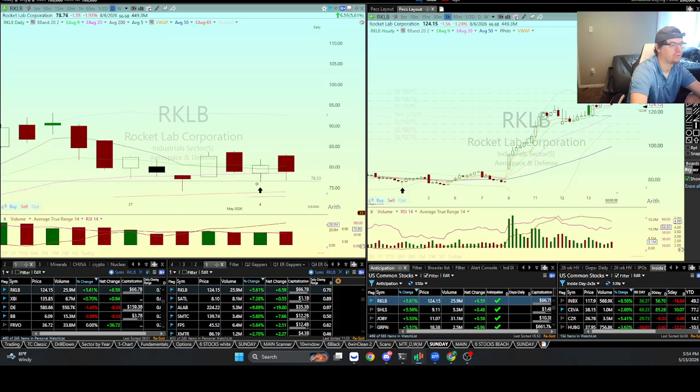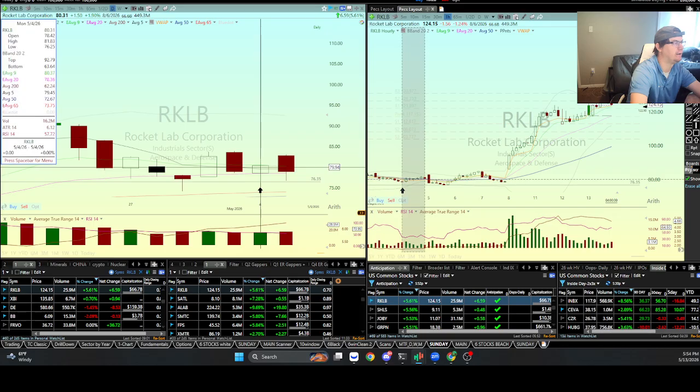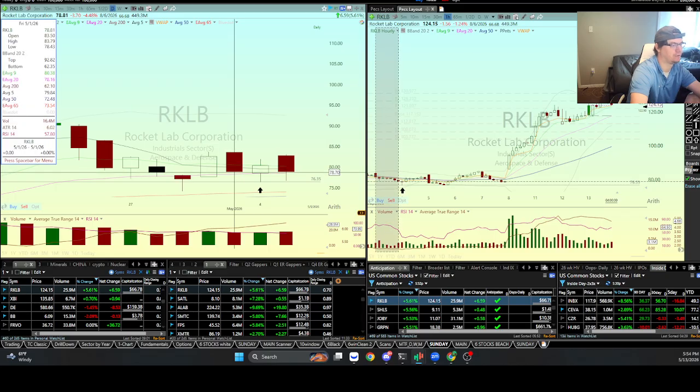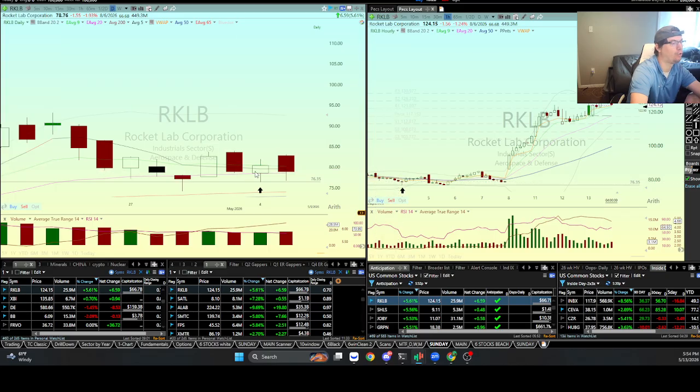Okay, so this was an oops reversal on Monday 5-4, right? We opened lower than the previous day's close. The low is lower than the previous day's low. We reclaim the previous day's low. We reclaim the opening price of today, and then we reclaim the previous close. Go red to green. Okay, so that's the steps of an oops reversal.